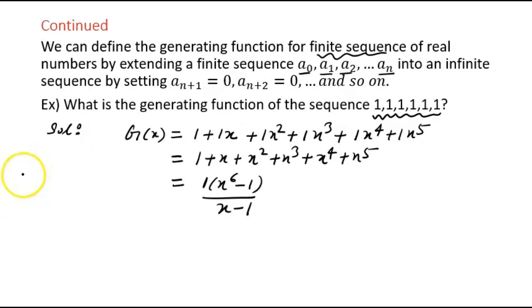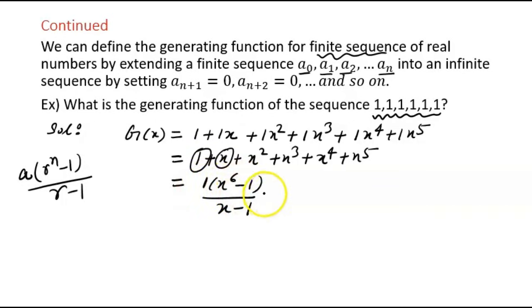I hope you understand that if I have to find the sum of the first n terms of a geometric progression, it is given by a into (r to the power n minus 1) by (r minus 1). So here the first term is 1 and the common ratio is x, that is why I am writing 1 into (x to the power 6 minus 1) by (x minus 1). So we are getting the generating function as (x to the power 6 minus 1) by (x minus 1). This is also known as the closed form of the generating function, because we are writing it in the form of an expression.